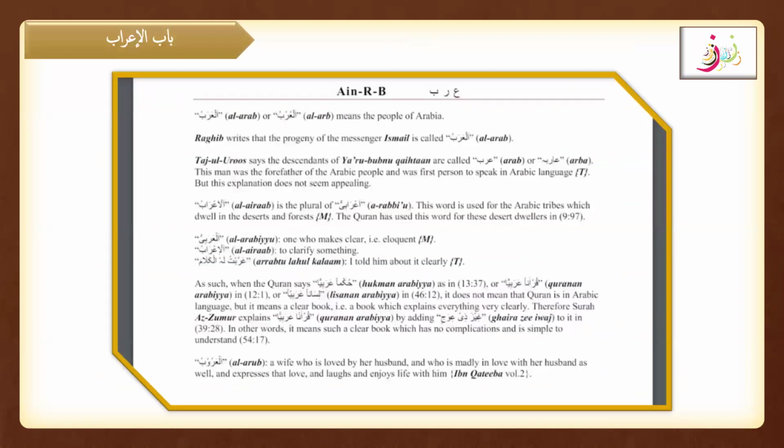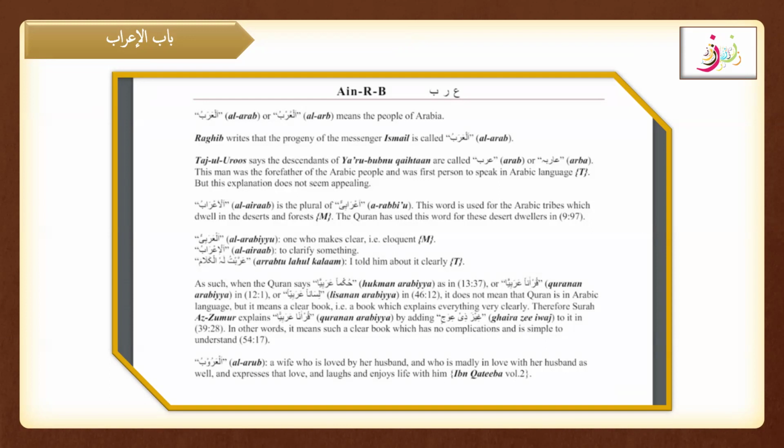Alhamdulillah Rabbil Alameen. So let's continue first with the root letters for Al-I'rab. It is very important to know about a new word when you come across it, what the root letters for it are. And for this I'rab, the root letters Ain, Ra and Ba are very important to know.